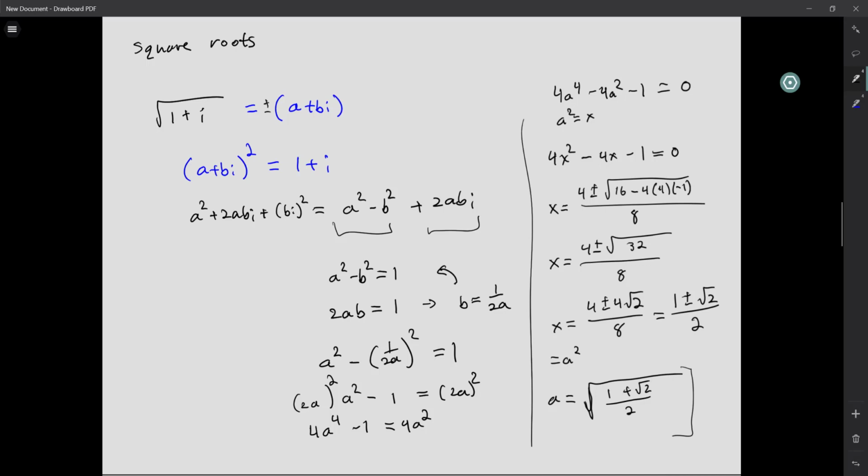Technically there'd be a plus or minus there, but the plus or minus is already covered up here where I wrote it up there. Now that I have my a, I would plug this into the b, and I would put those together to give me my final answer for the square root. All in all, kind of tiring. So let's move away from the arithmetic of them.